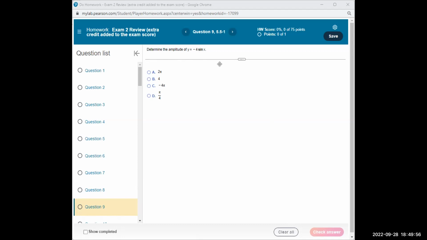So y equals minus 4 sine x. The amplitude is the constant right here, the absolute value of that constant in front of your trig function. So in this case, it's sine, and the amplitude is 4 because the absolute value of -4 is 4.